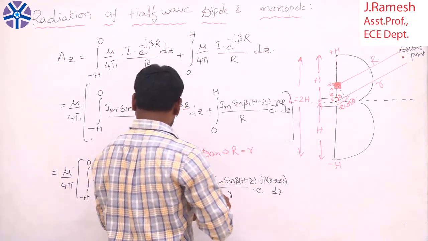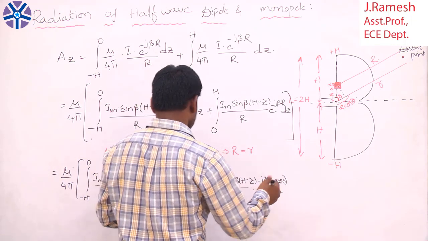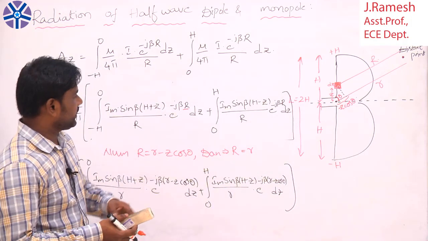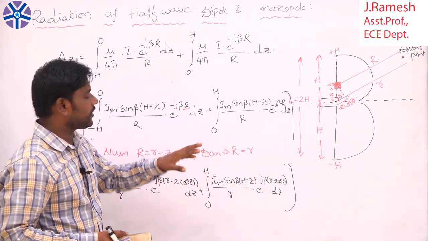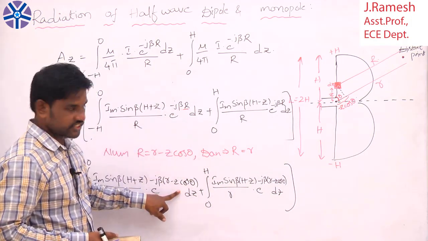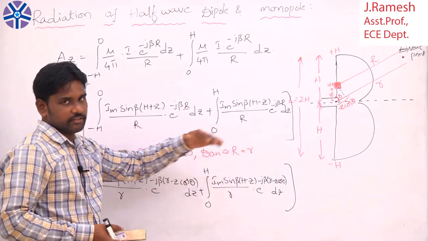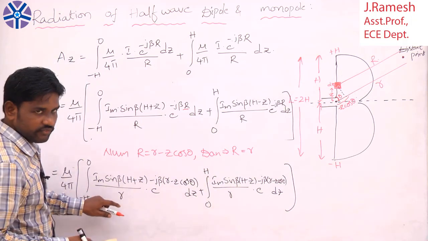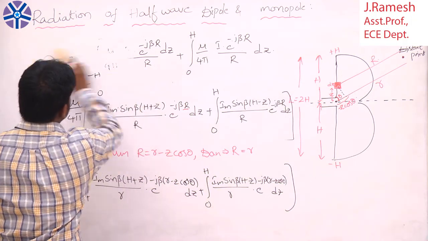So this is what exactly we got from the above expression. Try to keep it in mind. Here there is a phase change, so I am unable to neglect this z cos theta. But here there is no phase, so I am directly replacing capital R by small r. Now I am going to simplify this one. So how am I going to simplify?